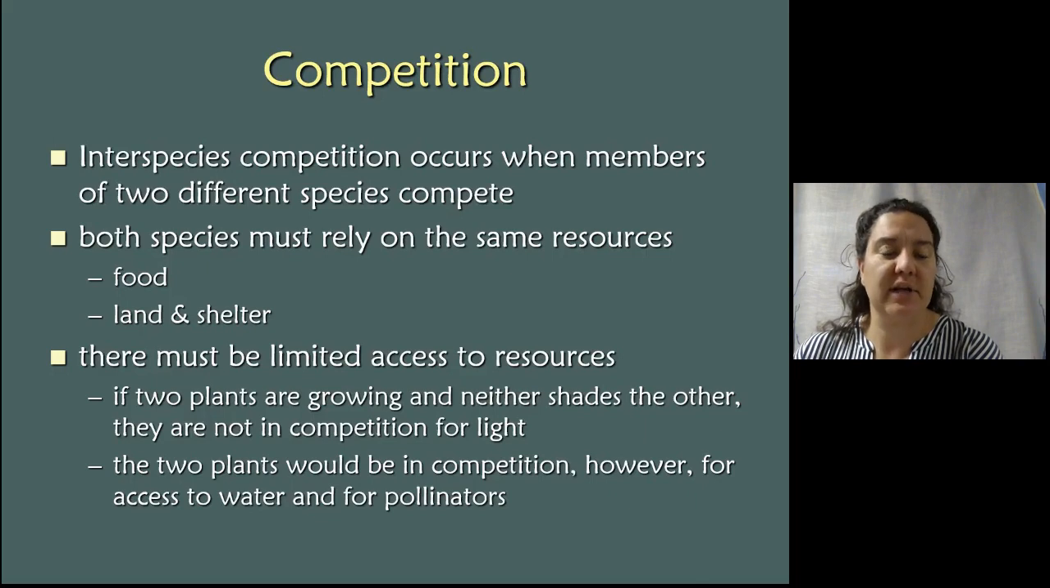So competition can be between members of different species, like white-tailed deer or mule deer, when both species rely on the same food, land, and shelter. And due to the fact that there's limited access to resources, these two organisms could be in competition. So if two plants are growing and neither shades one another, they're not in competition. But if two plants are close enough to one another that they're competing for water and pollinators, now they're in competition. So two organisms can be in competition sometimes, but not in competition at other times.